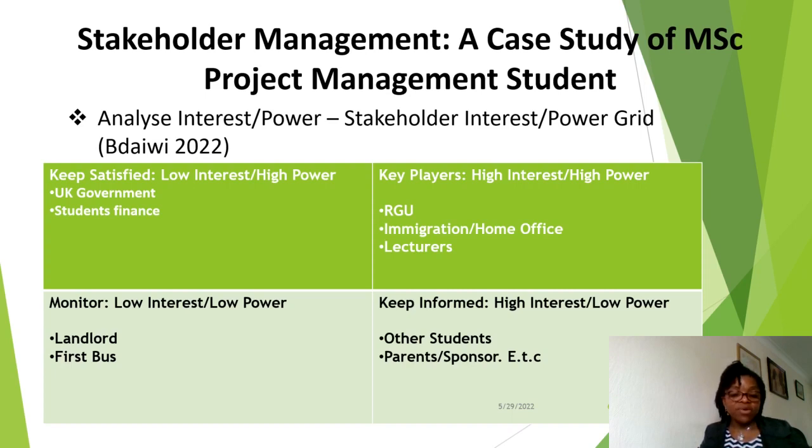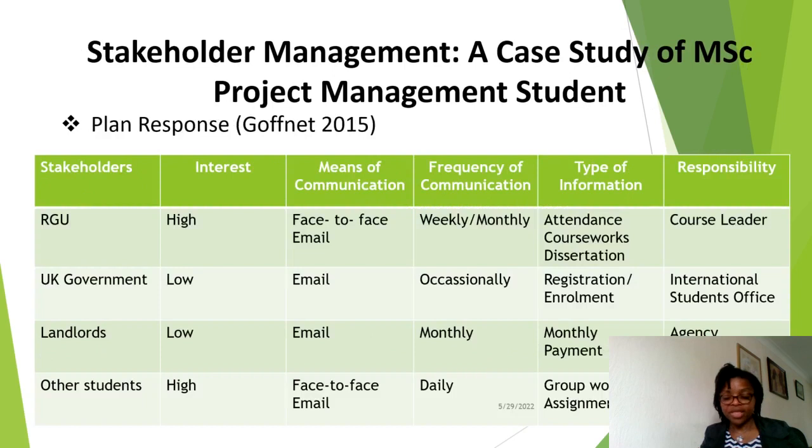So, we have low interest and low power stakeholders. We just need to continue to monitor their involvement. And the last on the list is those with high interest and low power. An example of that is your fellow students in this school. You need to keep them informed, and you need to ensure that yes, you are doing according to plan based on the work or assignment given in the class.